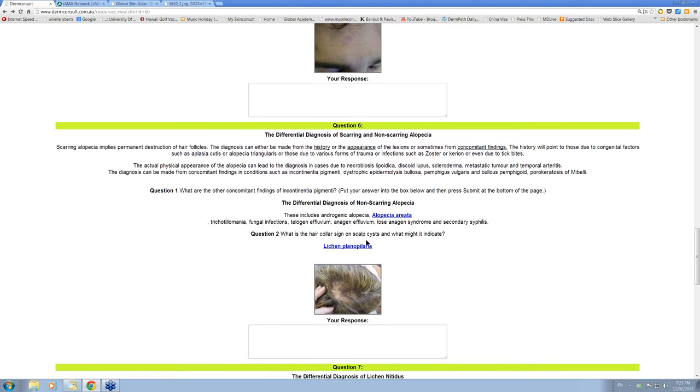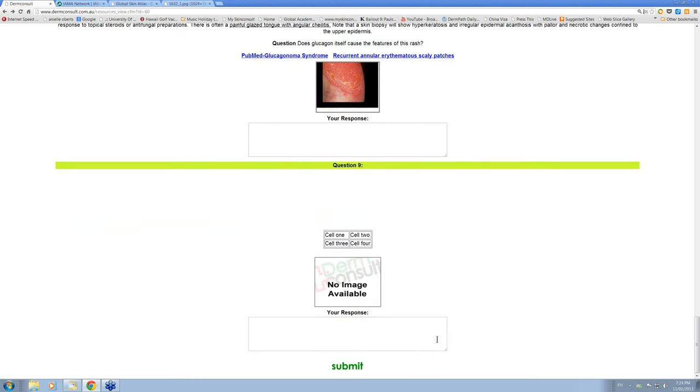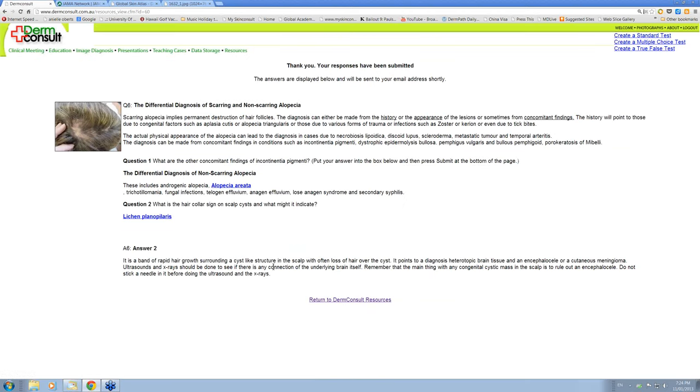What's the hair collar sign on scalp cysts, and what might it indicate? I think it's something to do with ectopic brain. Let me just see. I want to go down to press submit and see what comes up. We don't have answers to question 1. Question 2, what's the hair collar sign?